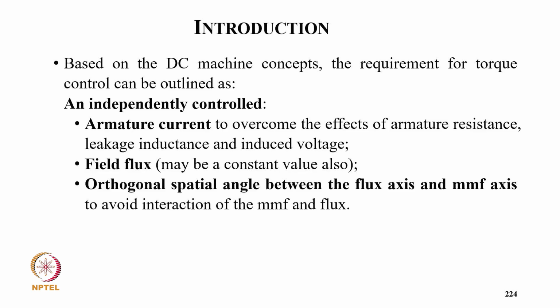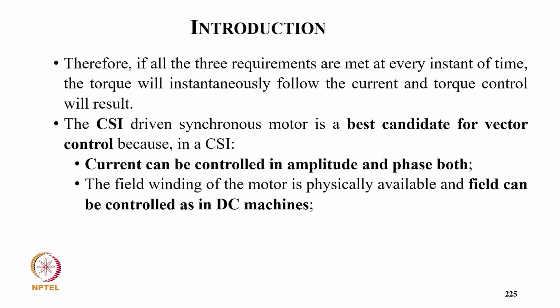Based on the DC machine concept, the requirement of torque control can be outlined as follows: an independent control of armature current to overcome the effect of armature resistance, leakage reactance, and induced voltage; field flux kept at a constant value; and an orthogonal spatial angle between the flux axis and MMF axis to avoid the interaction of MMF and flux. Therefore, if all three requirements are met at every instant of time, the torque will instantaneously follow the current, and torque control will result.